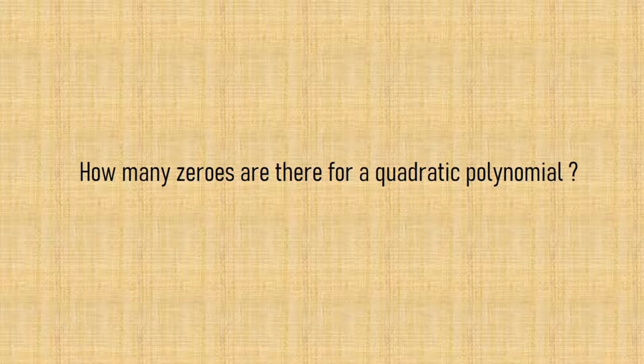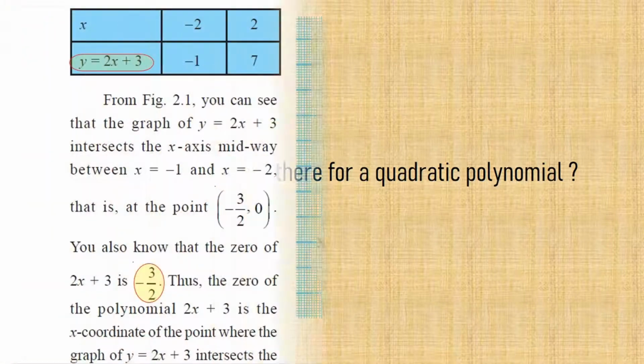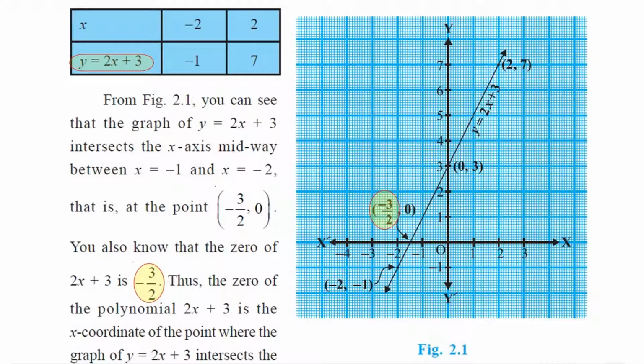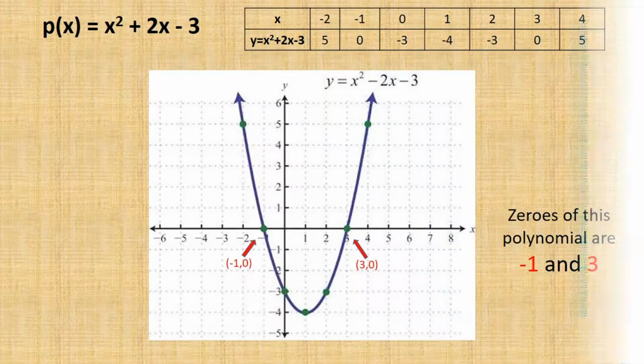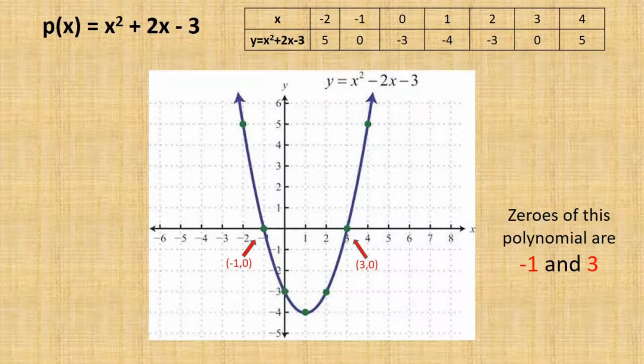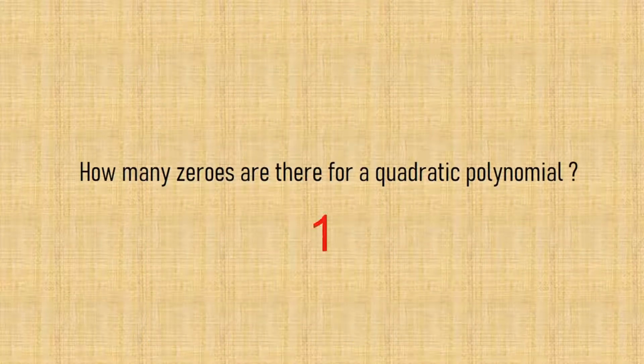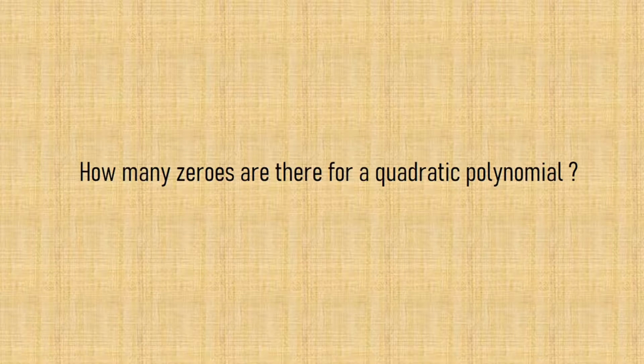For a first degree polynomial, we have seen there will be exactly 1 zero. But for a second degree polynomial, there can be 2 zeros, there can be 1 zero, and also there can be no zeros. 3 chances are there. It depends on how the graph looks.